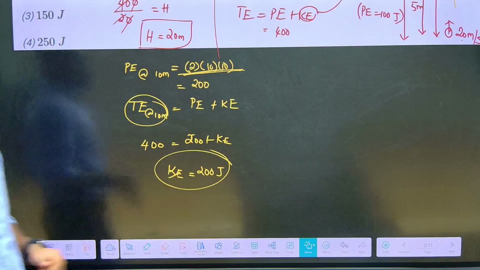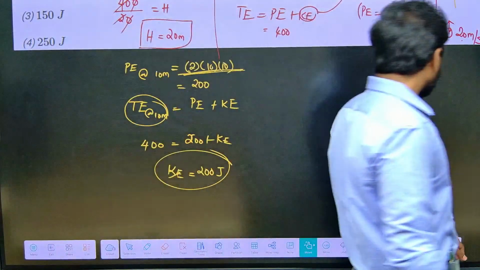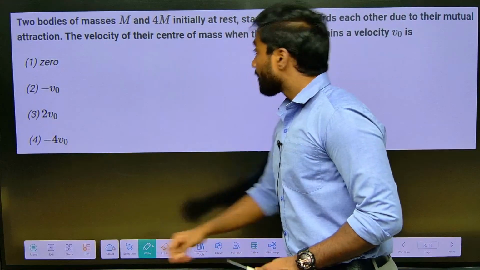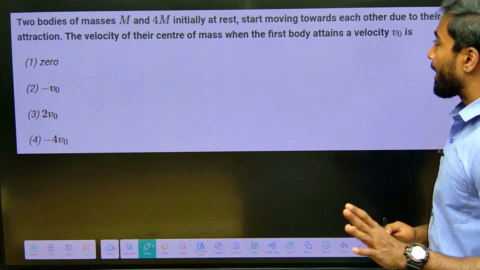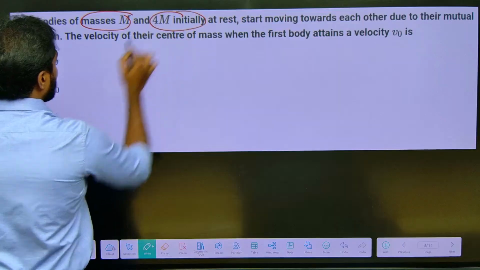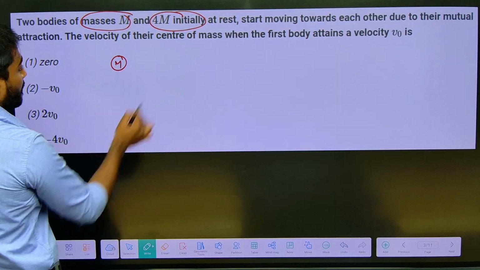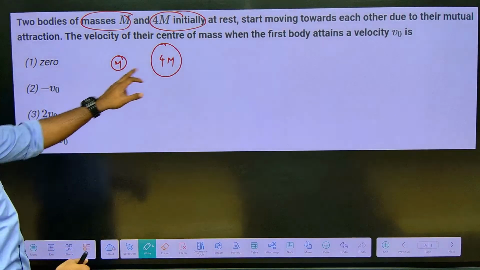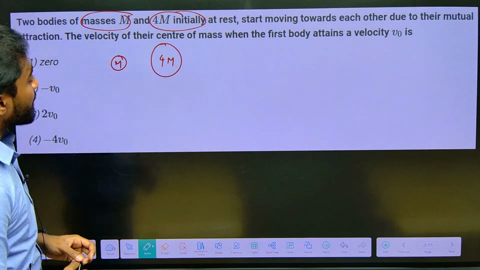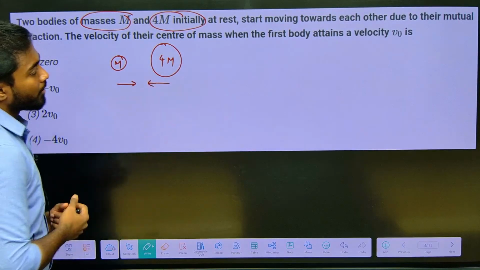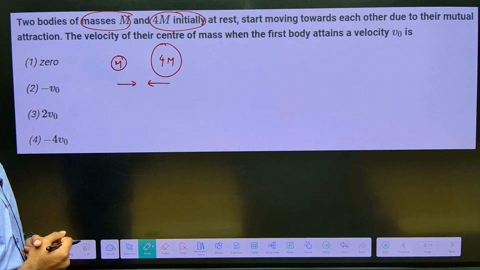Okay guys, we will go for the next question. So the next question here: two bodies of mass m and 4m. One is mass m, one is 4m. If I take a 1m like this, 4m will be a little bit bigger, right? Now if I consider this one, this will be 4, right? Now they start moving towards each other like this, due to their mutual attraction.